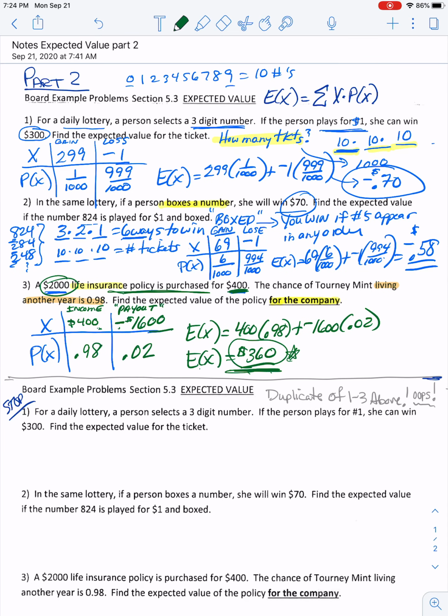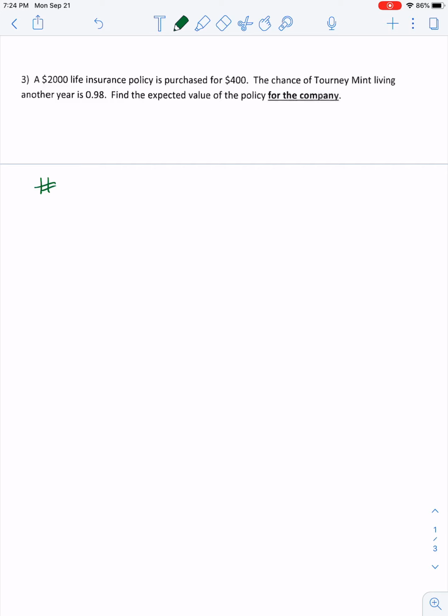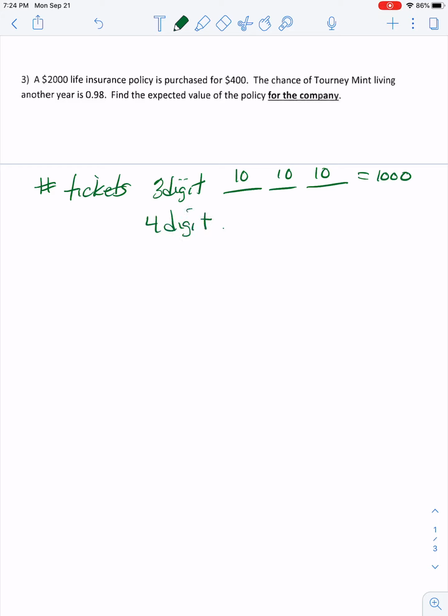I think maybe that will help you with these lottery type questions. I might just add something here at the bottom, real quick. When you calculate the number of tickets, if it's 3-digit, we saw up there at the top, it was 10 times 10 times 10. If it's 4-digit, it was 10, 10, 10, 10. If it's 5-digit, 1, 2, 3, 4, 5, you'd have 10 to the 5th. So it's like 10 to the 4th, 10 to the 5th, and so forth.